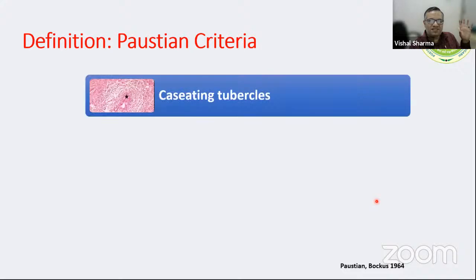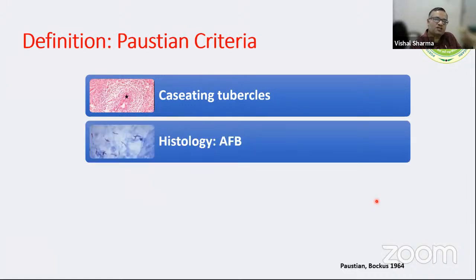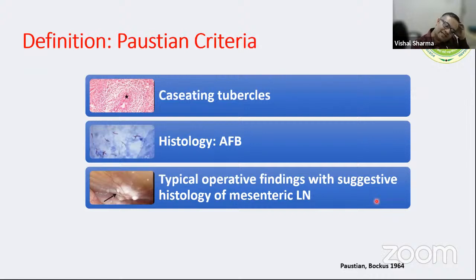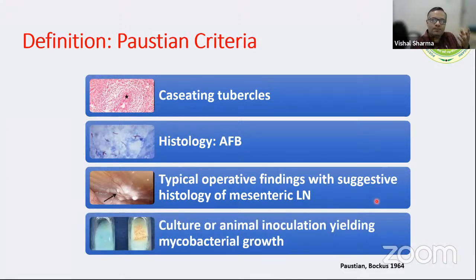This is a very old definition I just brought in. Classically, you could have granulomas or tubercles with caseating necrosis. You may have demonstration of the mycobacteria, acid fast bacilli positivity. You could have typical operative findings which surgeons use, with histology suggestive from the mesenteric lymph nodes which are excised, or you may culture them. But if you use only these criteria, the positivity in GI TB will be only 20%, and you are going to miss 80% of patients because it is usually a paucibacillary disease, and therefore the mycobacterial positivity is in a limited number of patients.